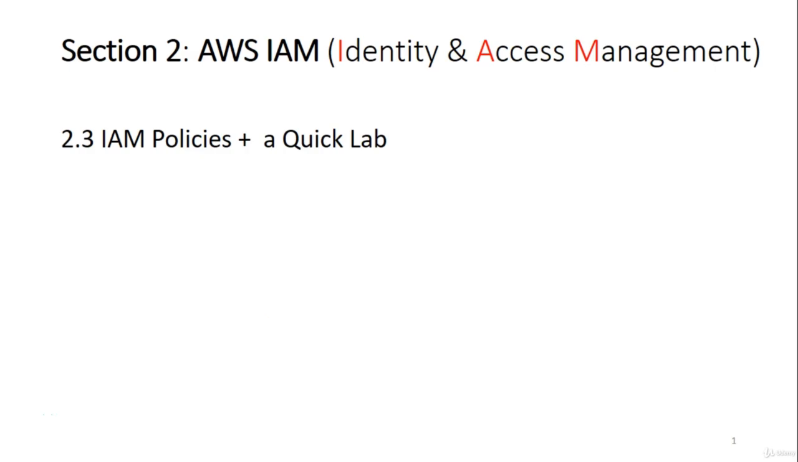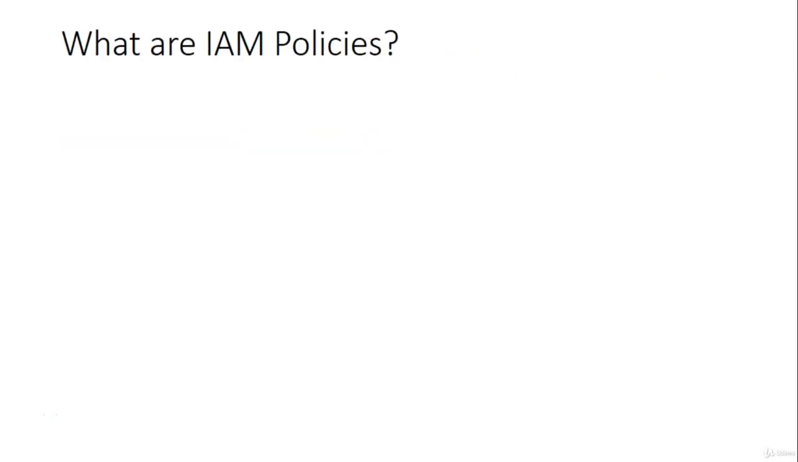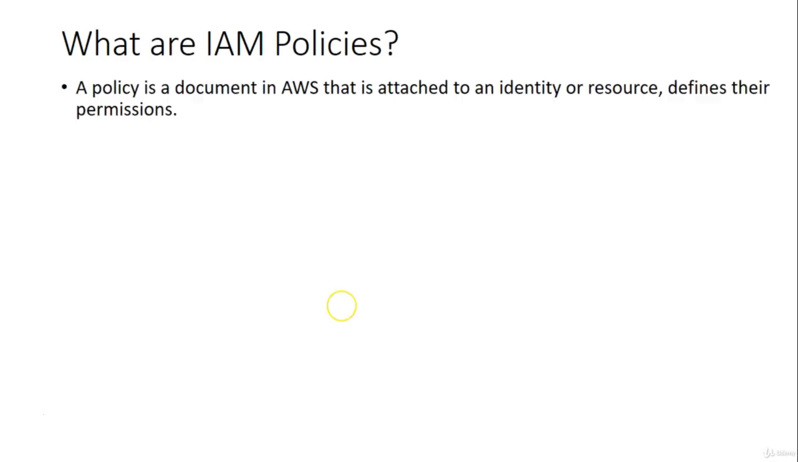Hello and welcome to the third lecture of section 2. It's about IAM policies and there's a quick lab as well. So what are IAM policies? An IAM policy is a document in AWS that is attached to an identity or resource and defines their permissions. So it is basically to set permissions for a user or a group or maybe a role.